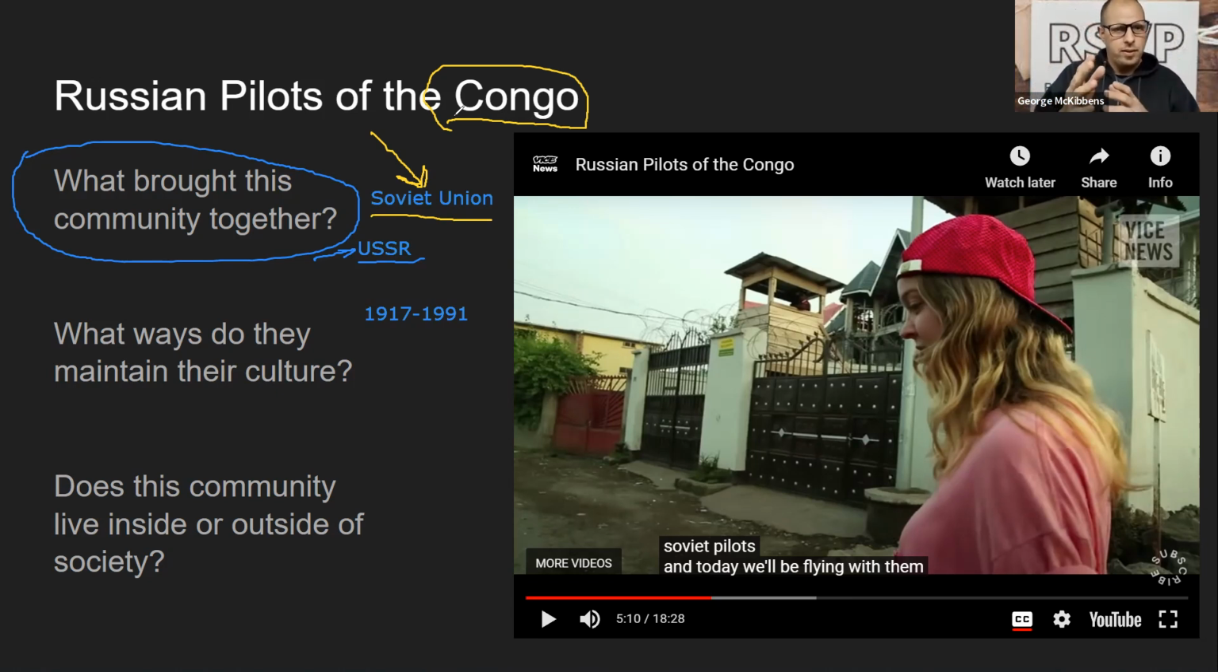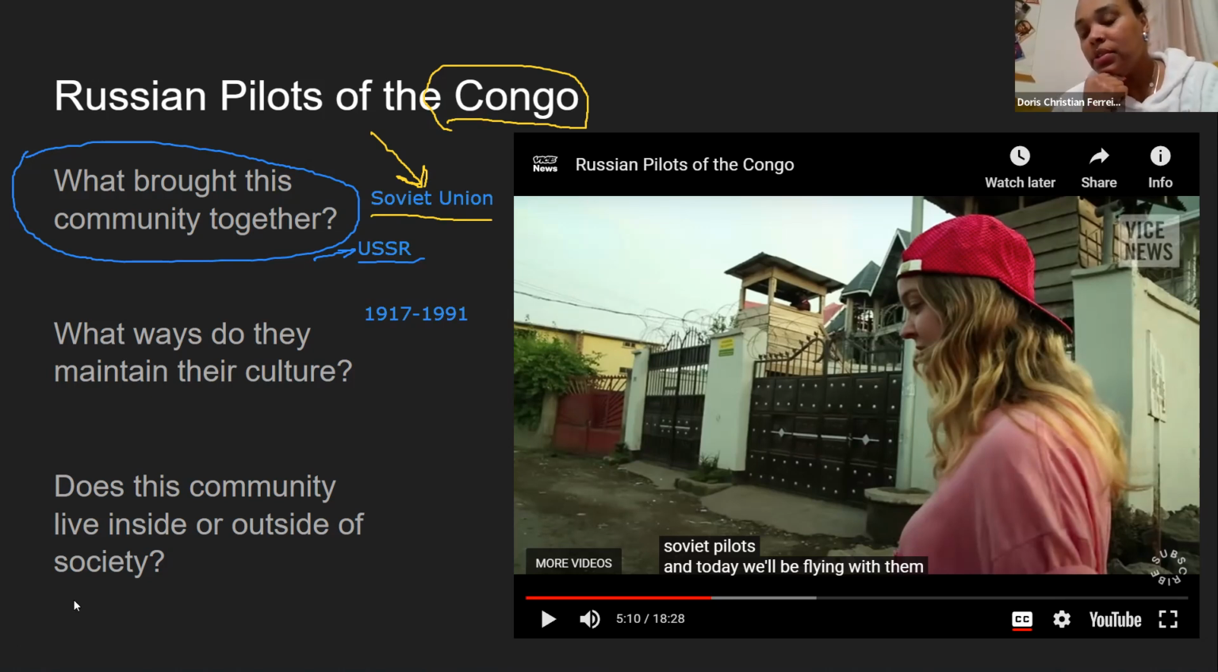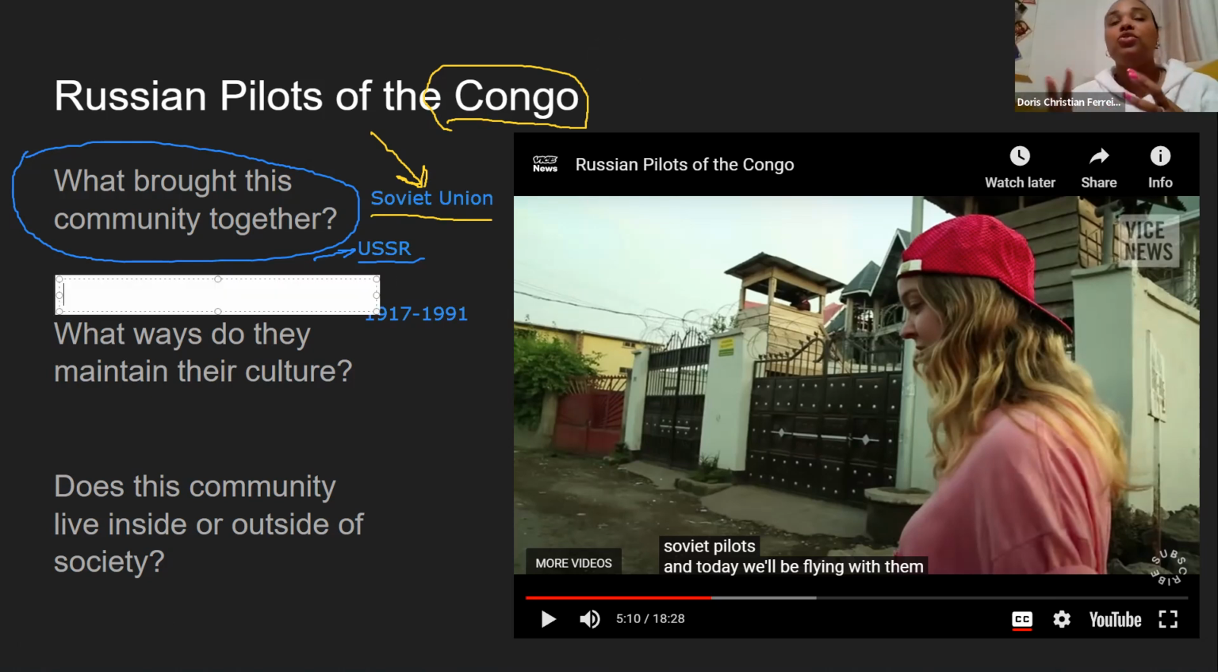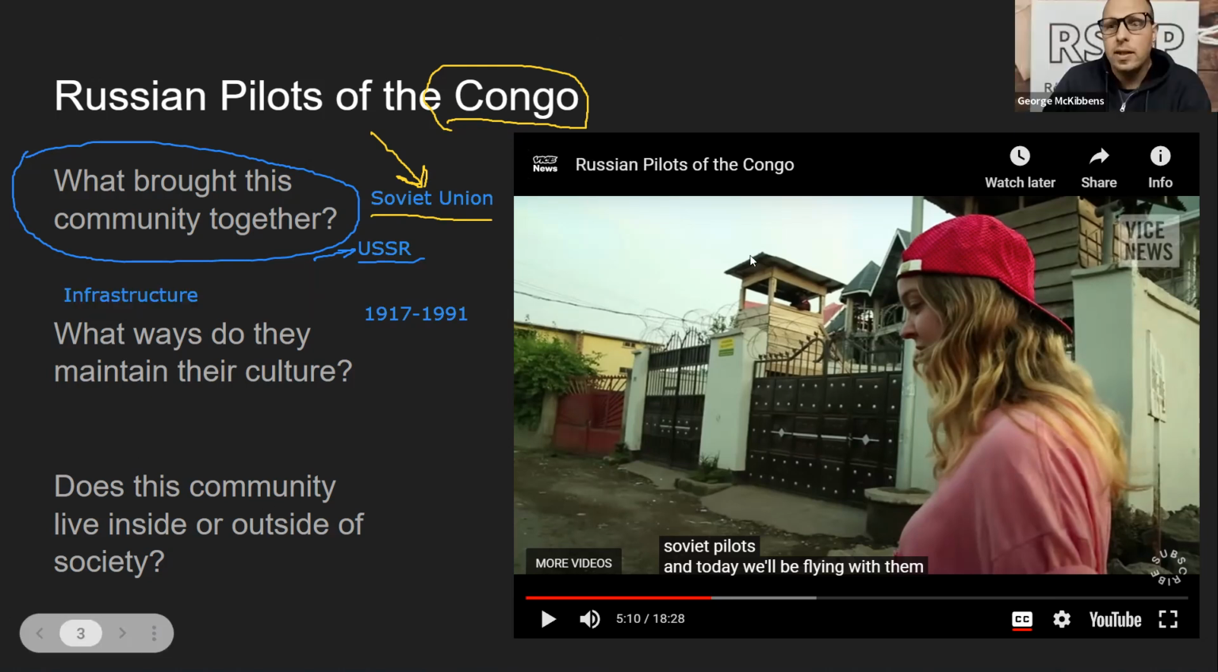Gracie, why would the Congo want to buy all these old planes from Russia? I think they don't have money. They are a poor country, and they can get a good price. Exactly. They don't have the infrastructure to have their own planes. Yes.